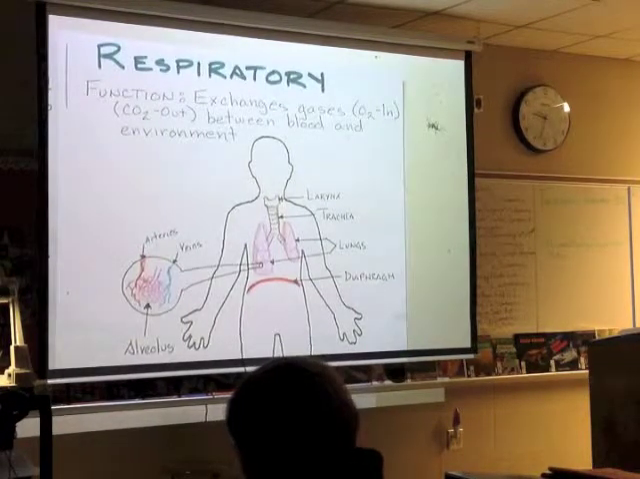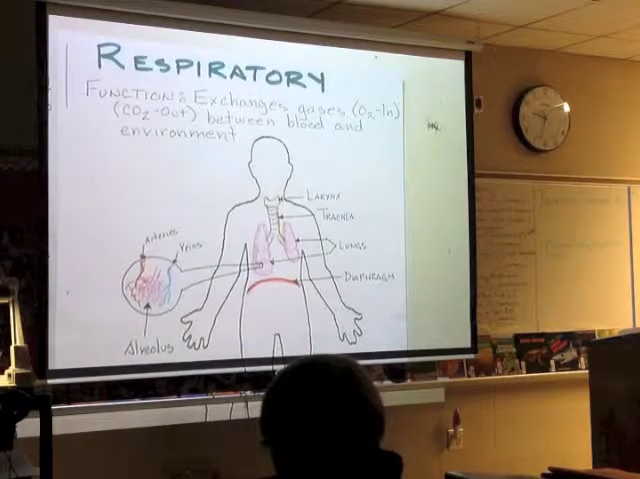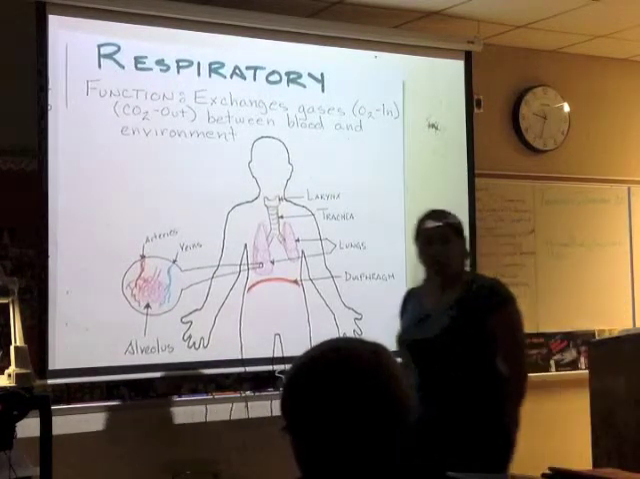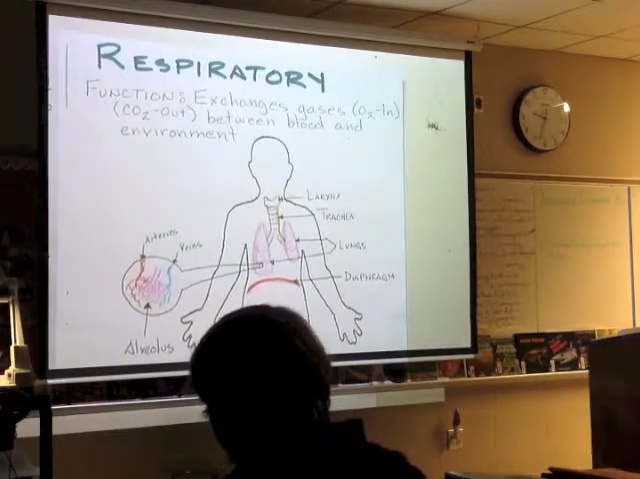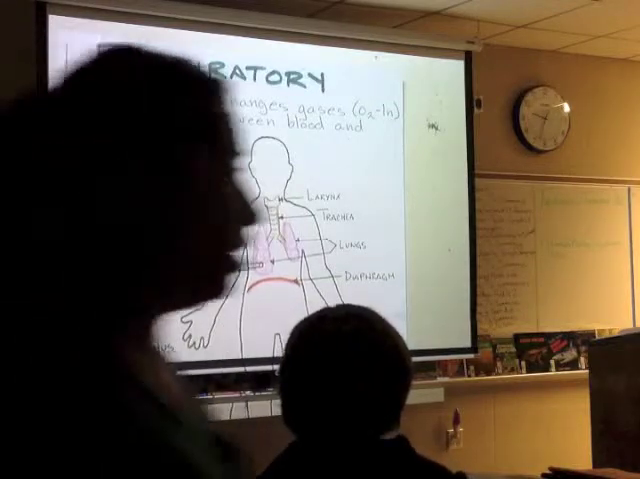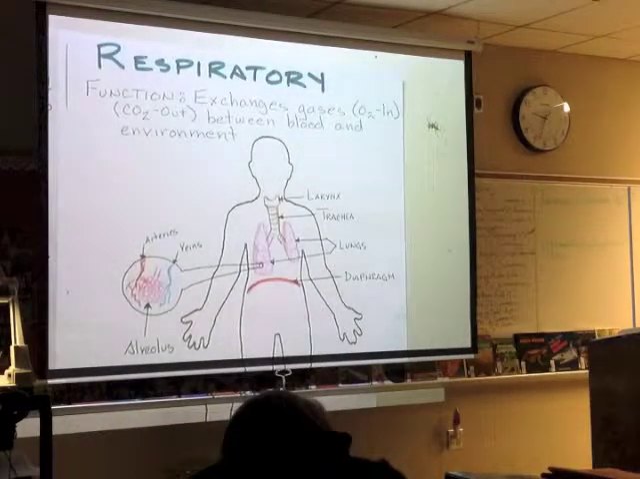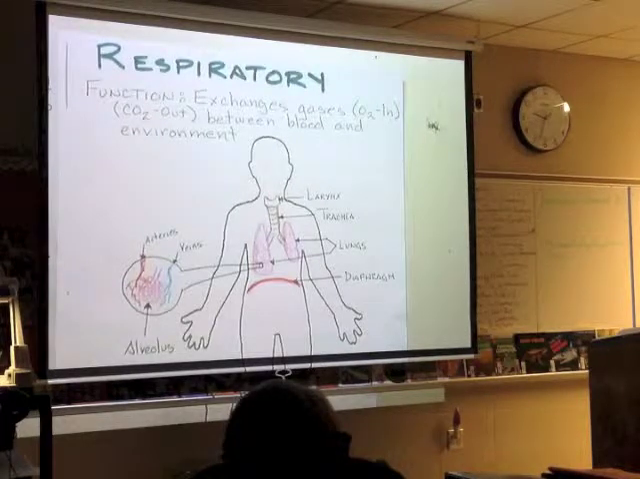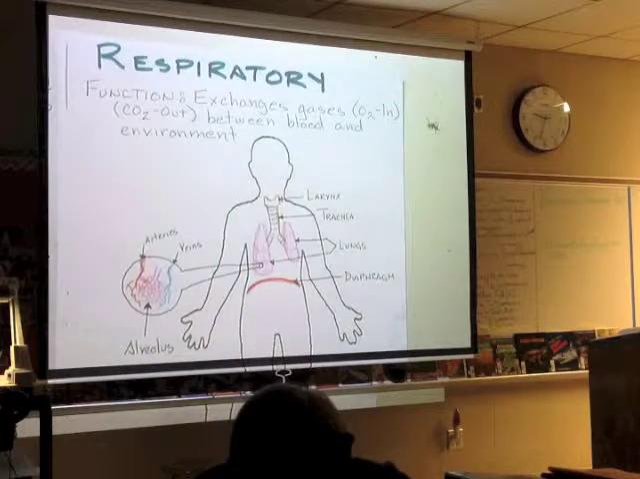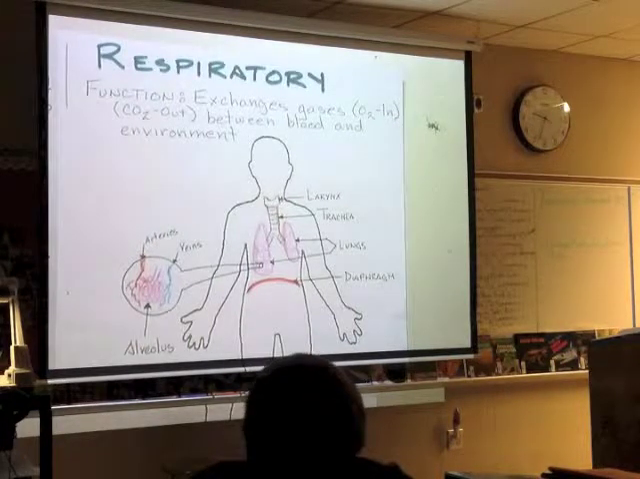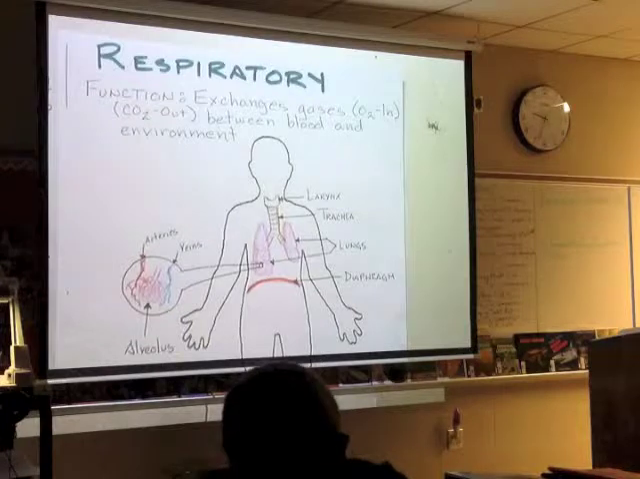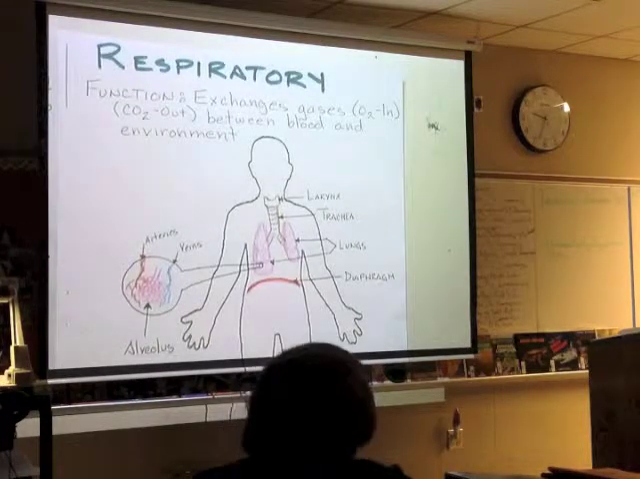Now looking at the respiratory system, the function of the respiratory system is basically to exchange gases. Specifically, oxygen going in, meaning inhaling, and carbon dioxide going out, meaning exhaling. The reason we obviously need to do this is because we need oxygen to our cells and we need to get rid of carbon dioxide because it's poisonous to our body. So, the respiratory system does that for us. It exchanges those gases between our blood and the environment.